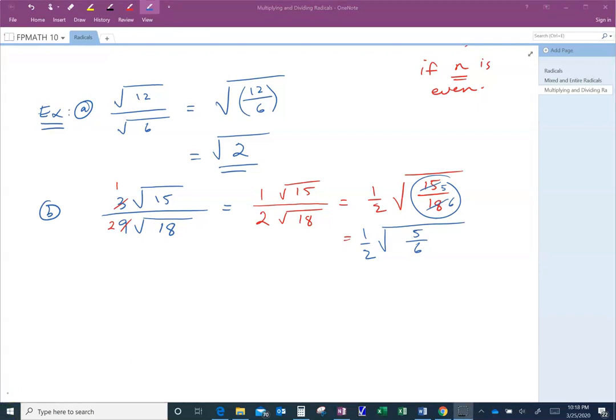All right. Now I'll let you be. Make sure you do as many practice questions as you can so that you can get a hang of this and do it as fast as you can. And then we go to the next unit, which is adding and subtracting radicals.